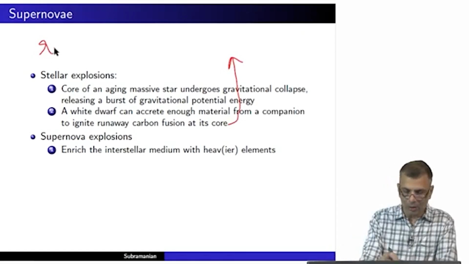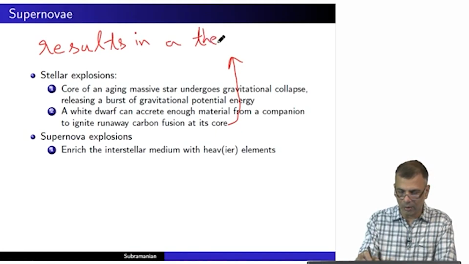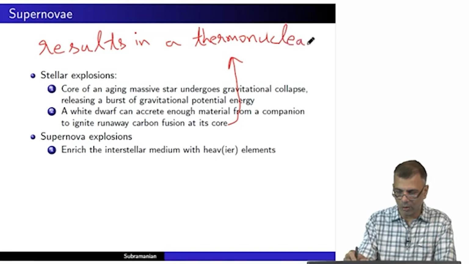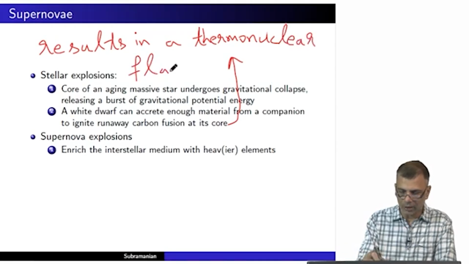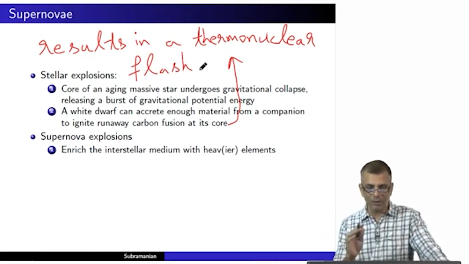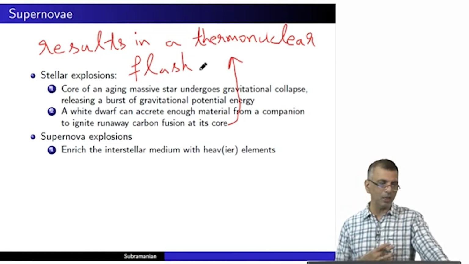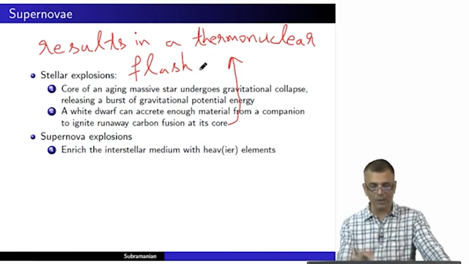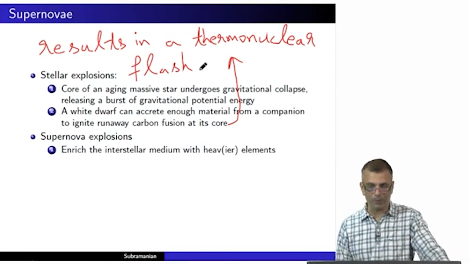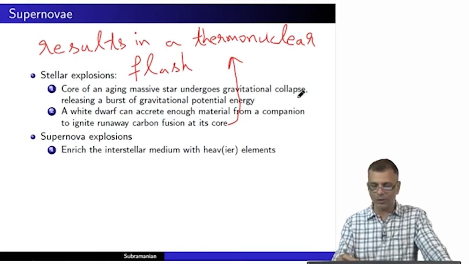So this results in a thermonuclear flash. This is essentially the explosion we're talking about. Okay, this is the bomb, so to speak. This thermonuclear flash is the bomb. Okay, from now on we will study the evolution of the blast wave driven by this quote unquote bomb explosion at the center of a supernova, which happens due to these two reasons.